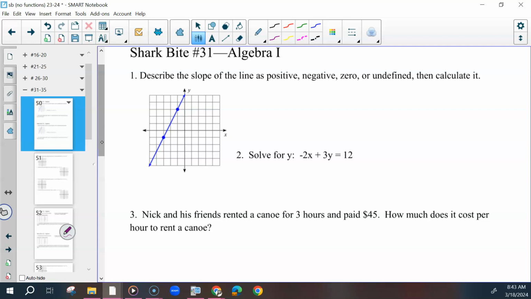Okay. For number 1, describe the slope as positive, negative, 0, or undefined, and then calculate it. This is going up and to the right or down and to the left, and that would be a double negative, so positive. And then if we count the slope, we're going up 1, 2, 3, 4, to the right 2, which would simplify to just be 2. Make sure you write equals m. So you need both things in order to get that full point, positive and 2 equals m, or m equals 2.